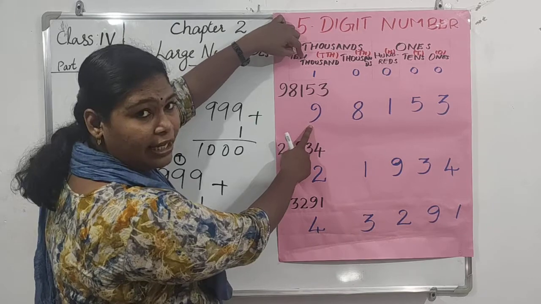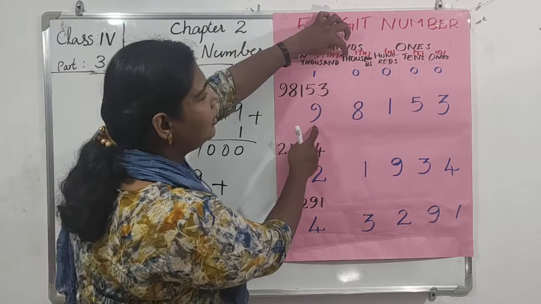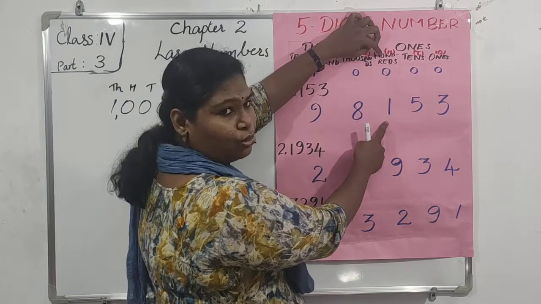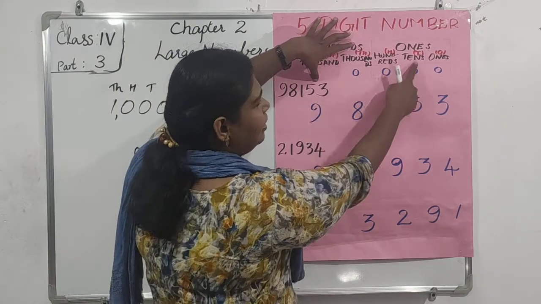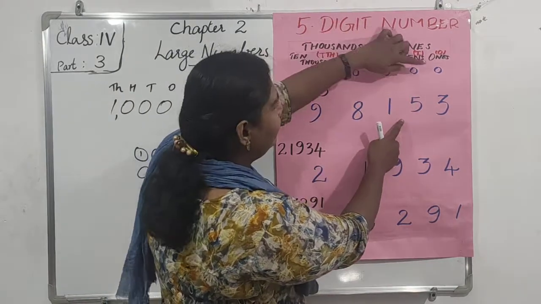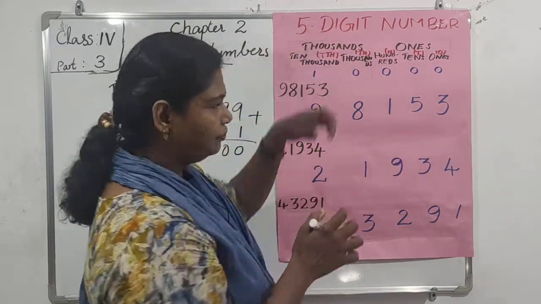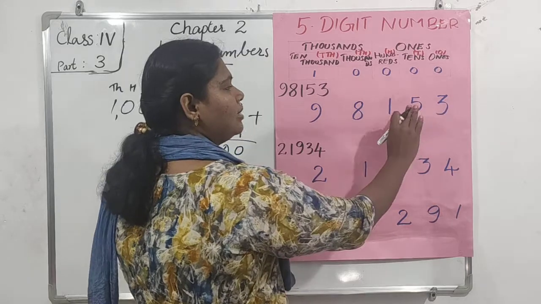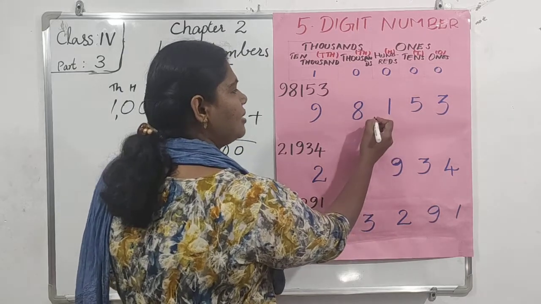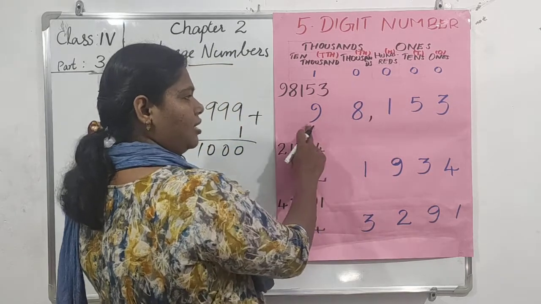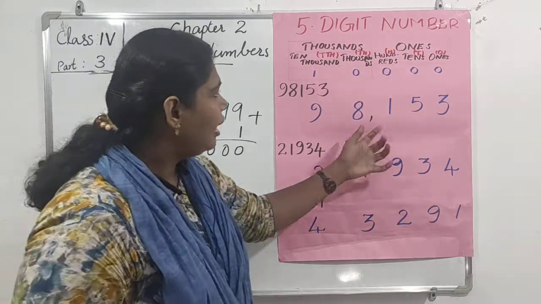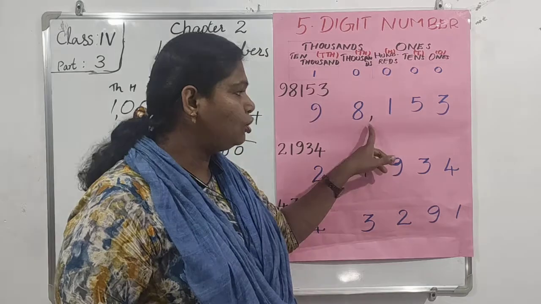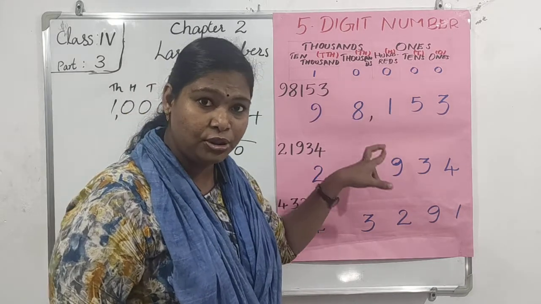Under 10,000, I wrote 9 here. Under 1,000, I wrote 8. Under 100, I wrote 1. Under 10s, I wrote 5. Under 1s, I wrote 3. So how do we read this? 1s, 10s, 100s, 1000, 10,000. In between this 1000 and 100s, we have to put a comma.